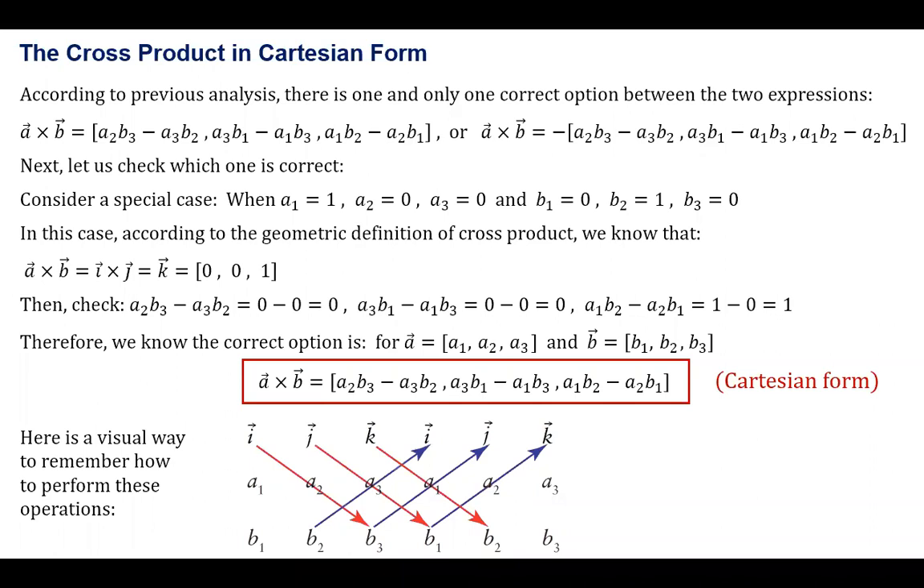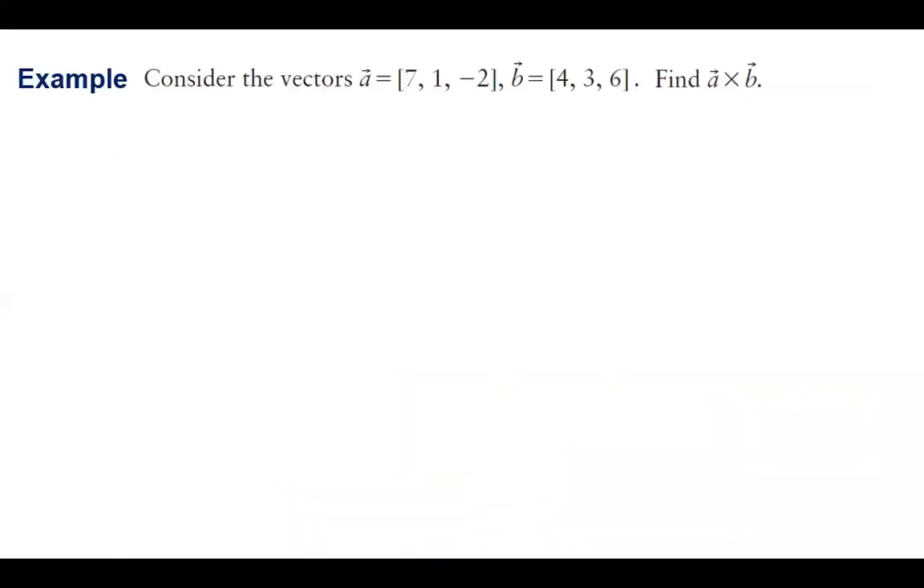Okay, so here we know the Cartesian form of the cross product between two vectors, right? So let's have a look at an example. Consider the vectors A is (7, 1, -2). Vector B is (4, 3, 6). So basically, we know the three components for vectors A and B, right? Can you find A cross B? According to what we have learned so far, can you find A cross B? Okay, I'll give you 3 minutes to have a look at this example.